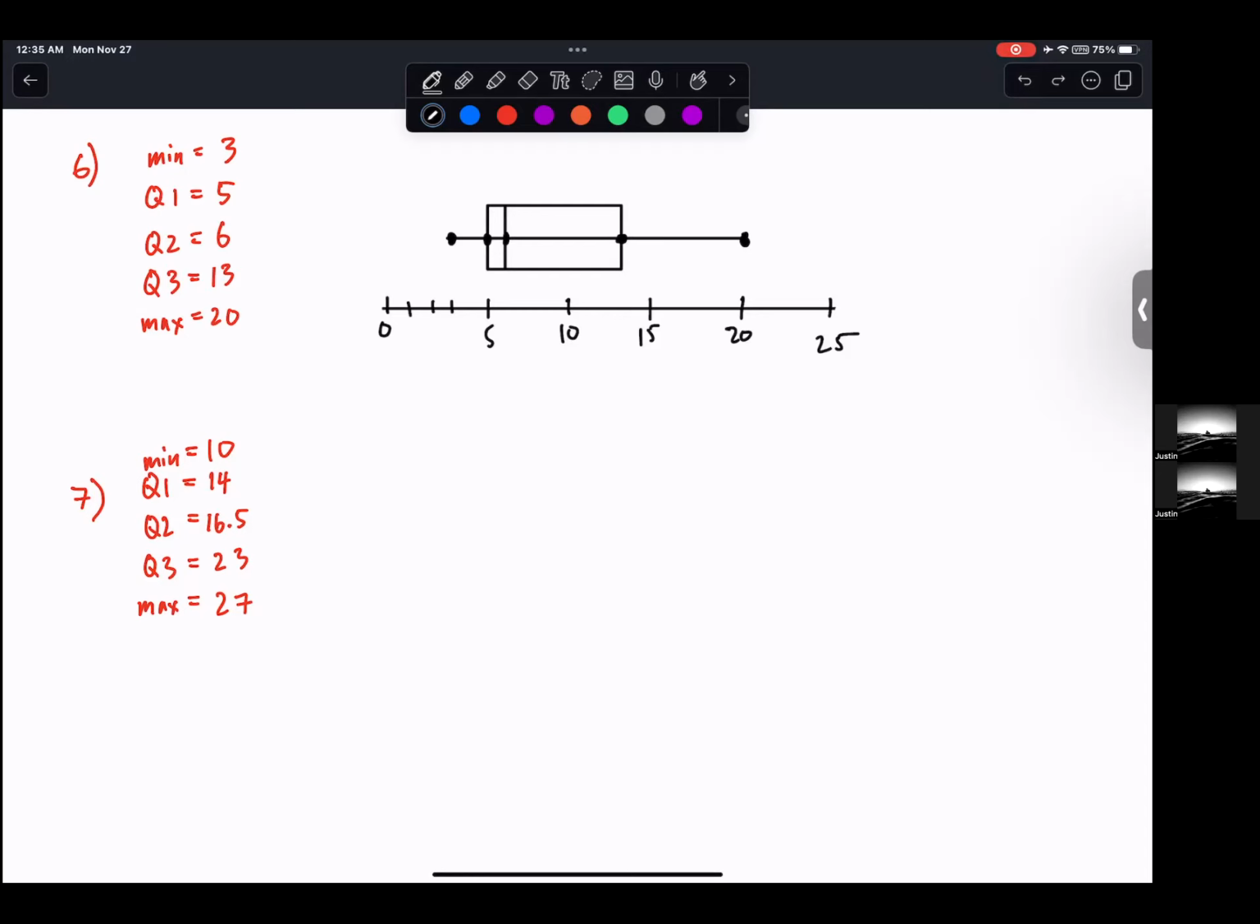And if you want, you can be more specific and label the numbers that you got there. So this is 3. This was 3. That was 5. This is 6, the median. This is 13, and that is 20. Just to make sure there's no confusion.